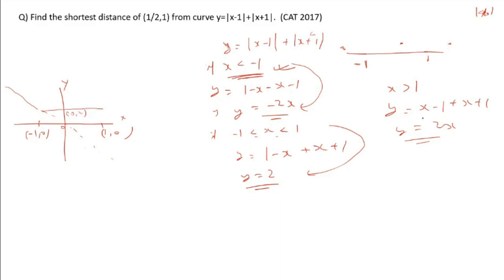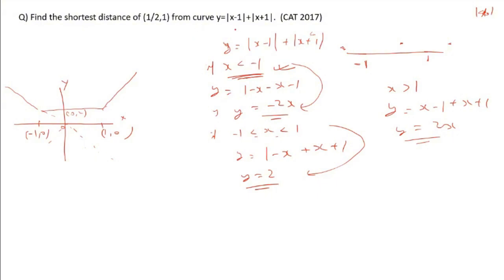For x greater than 1, it is y equal to 2x. If we drew the full line, it would look like this, but since we only need the portion where x is greater than 1, it will be something like this. So this sort of bathtub-type shape is our graph. Cool.